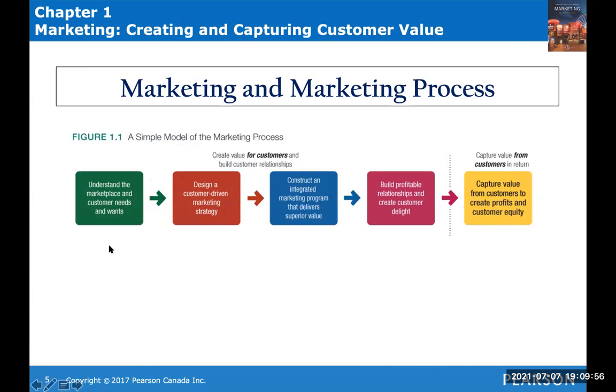And this is just something you need to know for the purposes of a pop quiz. These things are usually fleshed out in greater detail in other parts of the course. Construct an integrated marketing program that delivers superior value. You're not going to do that at this level. That's when you reach the other levels. And build profitable relationships and create customer delight. We spoke a little bit about that.